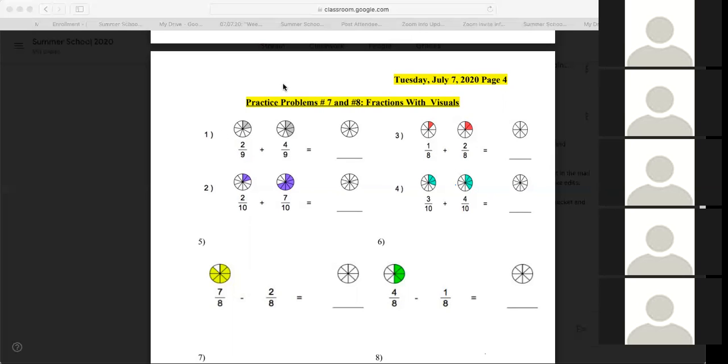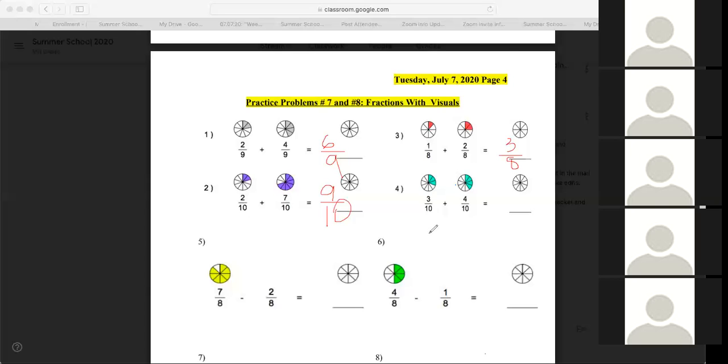All right, Miss Charis, we got 2 9ths plus 4 9ths. How much is that? 6 9ths. So write 6. I'm not going to shade it. You guys can do that. Okay, obviously you're going to shade 6. The numerator tells you how many to shade. Number 2, Taris, 2 10ths plus 7 10ths. 9 10ths. This is pretty simple because the denominators are the same. Okay, Taris, number 3, 1/8 plus 2 8ths. 3 8ths.